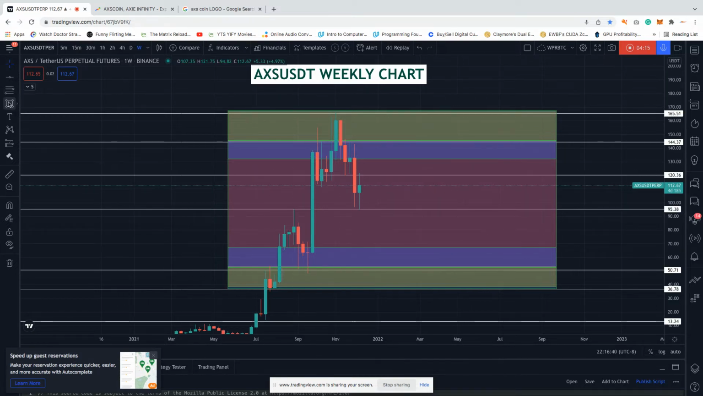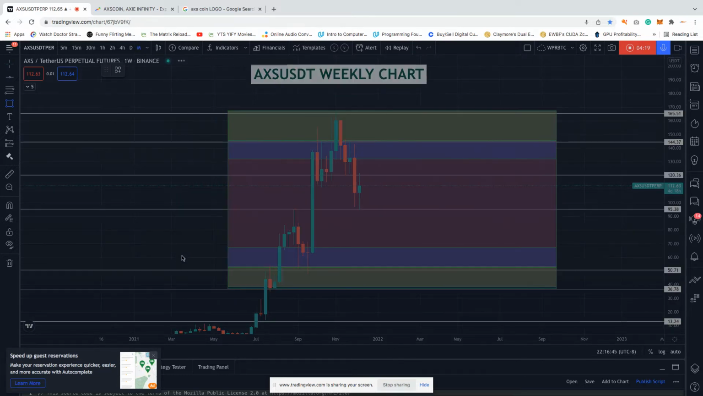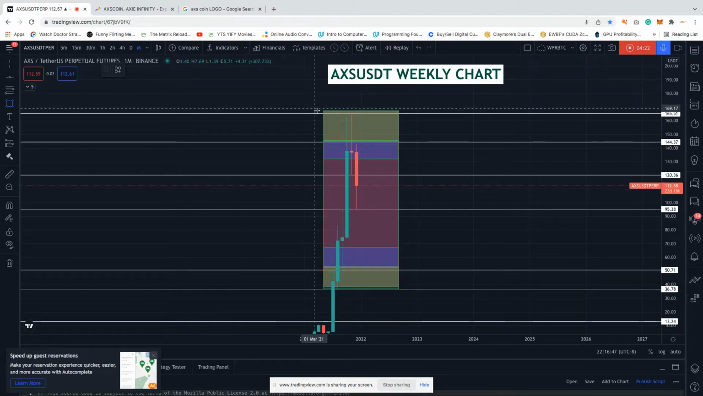Now, we have two boxes. Let's go to the monthly chart. The first one I drew was the monthly chart box.